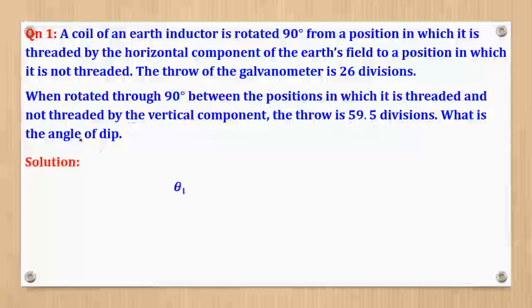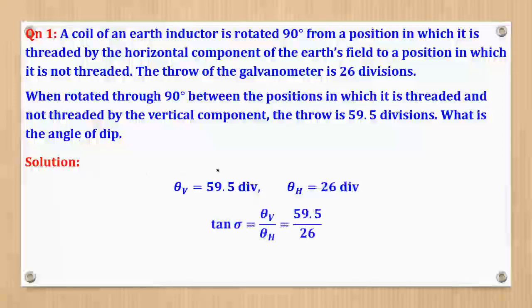So in this case, we know the deflection for vertical and for horizontal, meaning you can get the angle of dip using the deflections, which is 66.396 degrees.